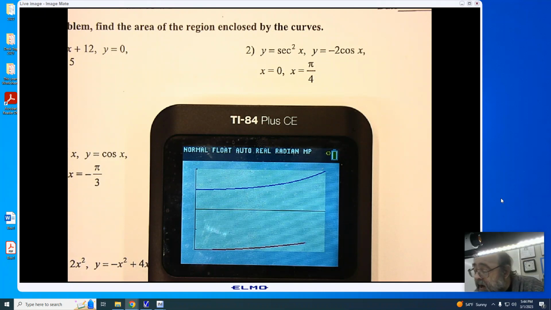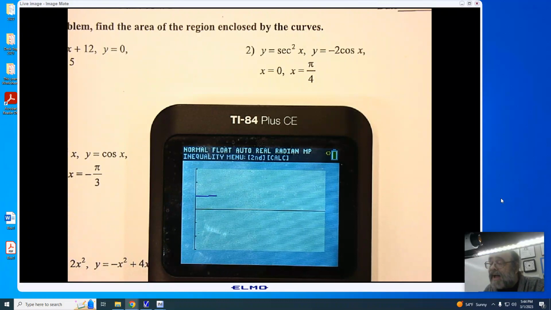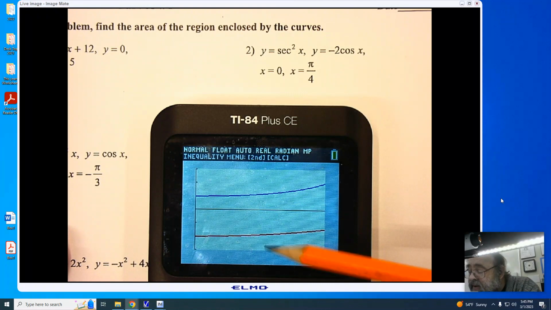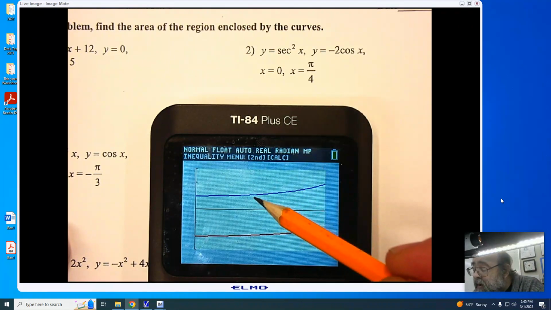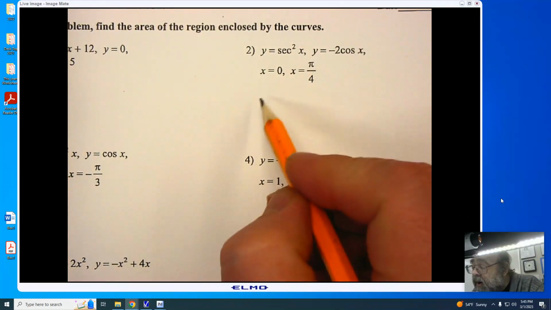Now you'll notice right down here we don't see the entire graph clearly, so I'm going to go back to my window and make sure that my y goes down to negative 3 and up to positive 3. I can now see both curves very clearly. We can also see that the secant is on top and the minus 2 cosine x is on the bottom. As a result, we're going to be working with the upper minus the lower.